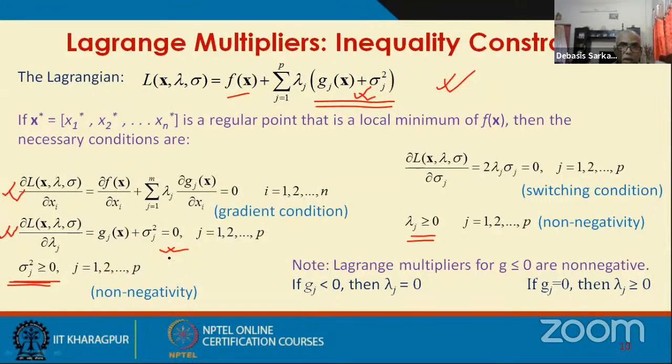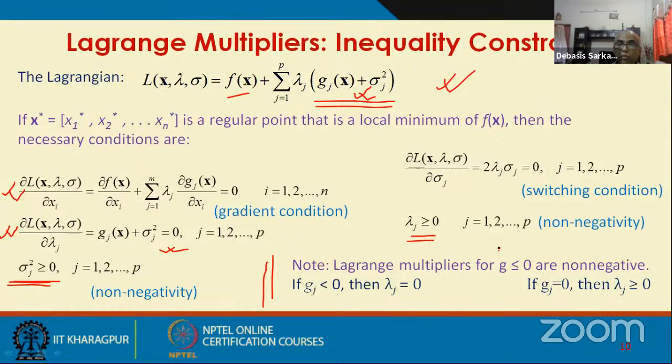Here, I would like you to point this out. This is precisely the reason why we are always considering g less or equal to 0. Because Lagrange multipliers for g less or equal to 0 are non-negative. So lambda may be equal to 0 or lambda may be greater than 0. It can never be less than 0. If g is less than 0, lambda will be equal to 0. If g equal to 0, lambda will be greater or equal to 0.